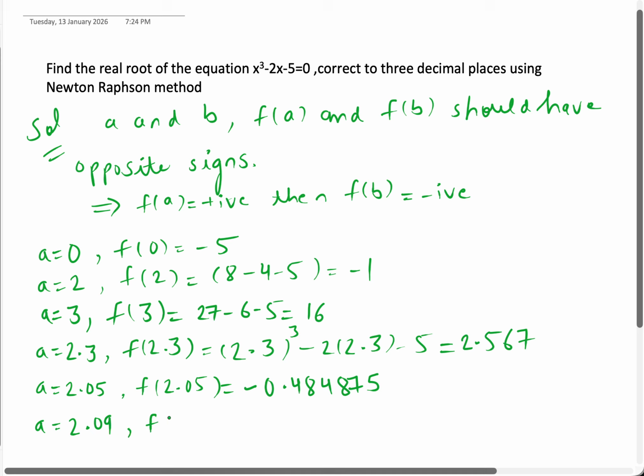Let me try with a equals 2.09. f of 2.09 is equals to 2.09 cubed minus 2 times 2.09 minus 5. It is negative 0.050671.